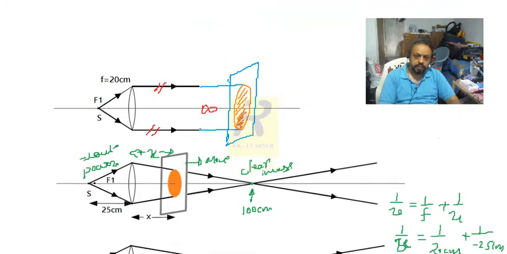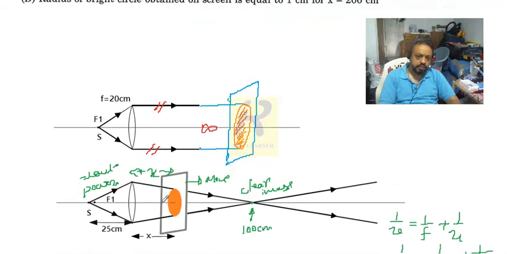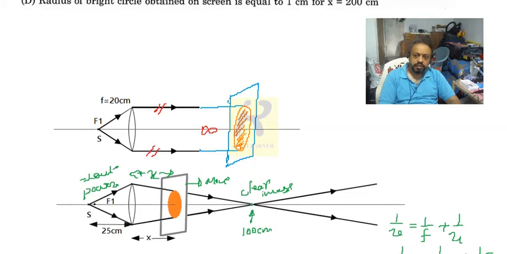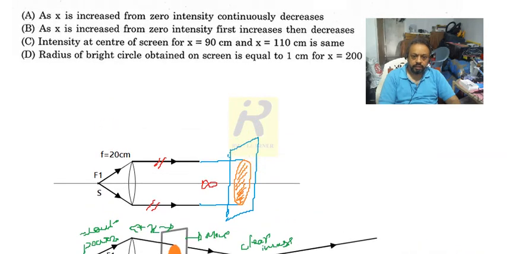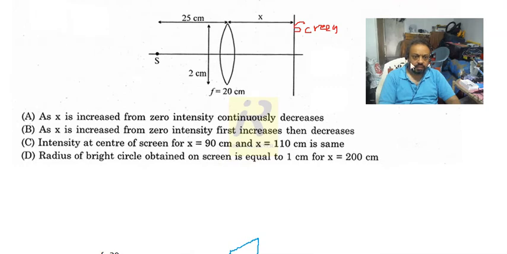That means once you move from left to right, when you take this screen from left to right, intensity increases and becomes maximum at this point, because here is a point, right? All light energy converges into a point. That means the intensity will be maximum here. So definitely, maximum intensity will be obtained at 100 centimeter. This is correctly said somewhere in the question.